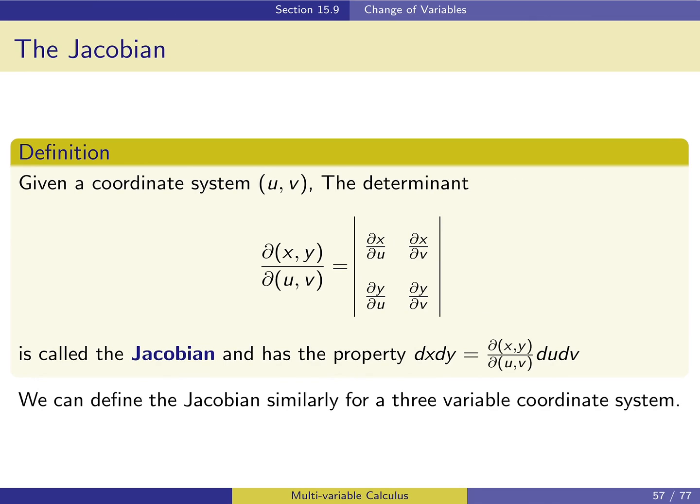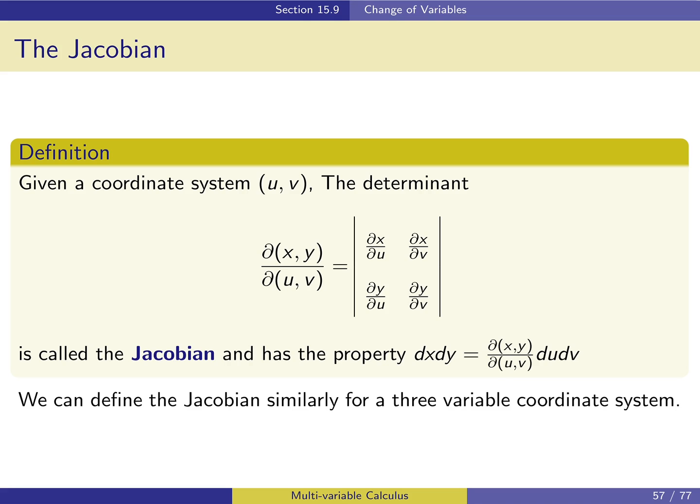Let's express what we've been doing here in general. So given a general coordinate system, u and v, we're going to call the determinant dxy over duv to be the determinant: partial derivative of x with respect to u, partial derivative of x with respect to v, partial derivative of y with respect to u, partial derivative of y with respect to v. Why have we gotten rid of the du and dv? Well, because those are always going to multiply together and can be factored out.